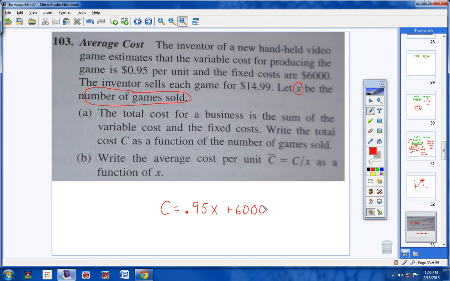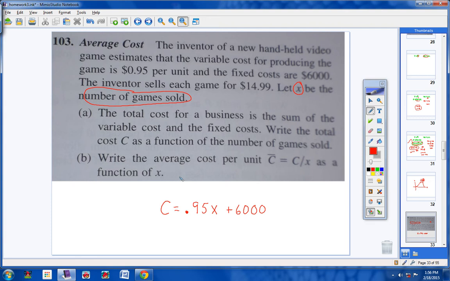I think sometimes problems are so easy that students can't believe it's that easy, and they're thinking a lot deeper than they need to. That's it, guys. The cost is 0.95 times every game, X, plus 6,000. That's it. We're done with letter A. Well, letter B is just about as easy.